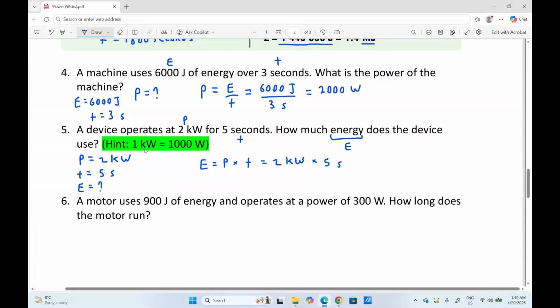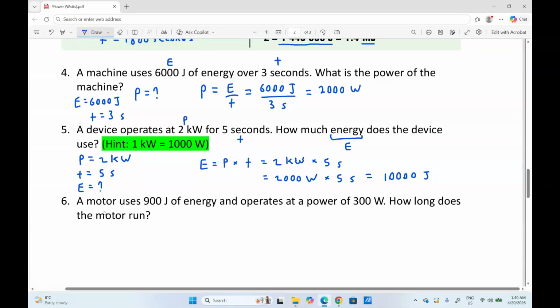Now our hint here is 1 kilowatt equals 1,000 watts. So what I can do is I can convert that. Instead of writing 2 kilowatts, let's convert this to watts. This would be 2,000 watts. And then I can multiply it by 5 seconds. So 2,000 times 5 would be 10,000. Now I can write my units, which are going to be in joules. So these are all in their base units.